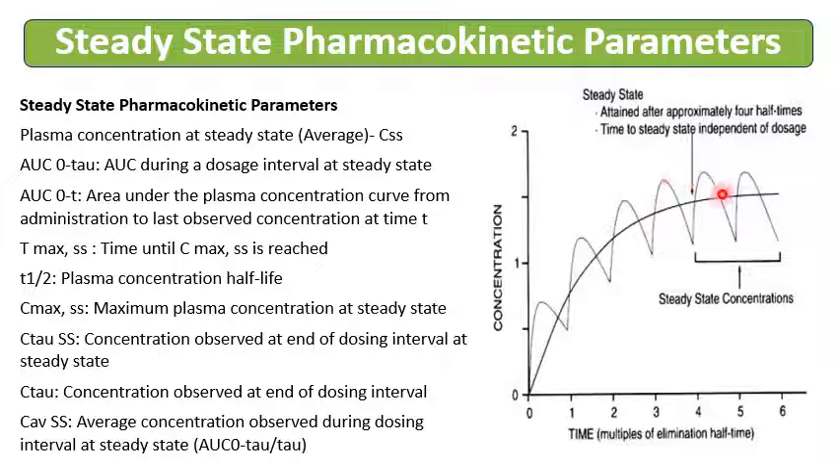So here you can see the area under this curve can be the AUC 0 to tau. This is also 0 to tau, this is also 0 to tau, this is also 0 to tau, but after attaining the steady state, consider here, this area will be AUC in the dosing interval. Here it will be the Cmax, and the time till reaching the Cmax SS will be Tmax SS.